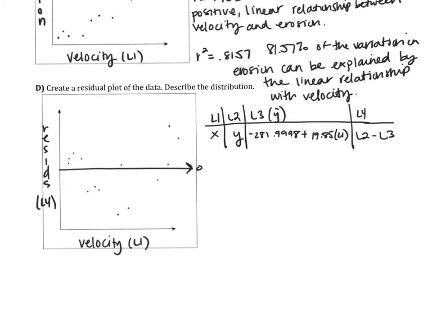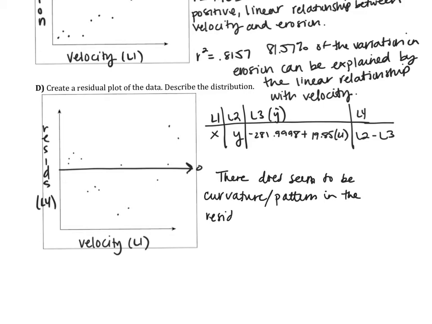It says describe the distribution. All right, there definitely is some slight curvature occurring here. This little point is throwing it off, but otherwise we would have more of a clear pattern, okay? So there does seem to be some curvature in the residual plot. There does seem to be curvature or a pattern in the residual plot, which indicates there may be a better fit for the data.